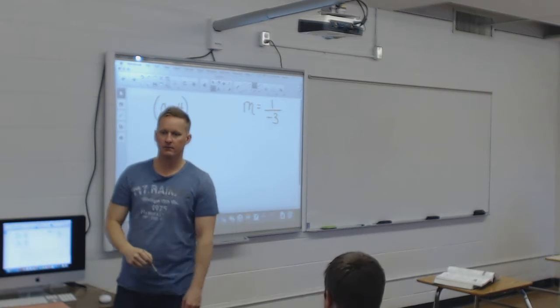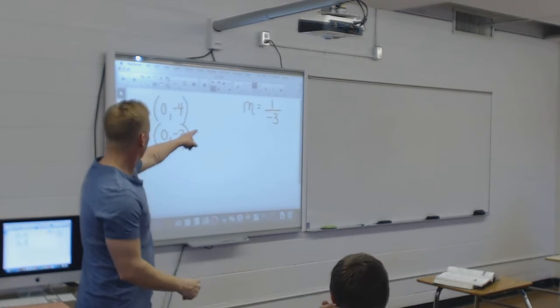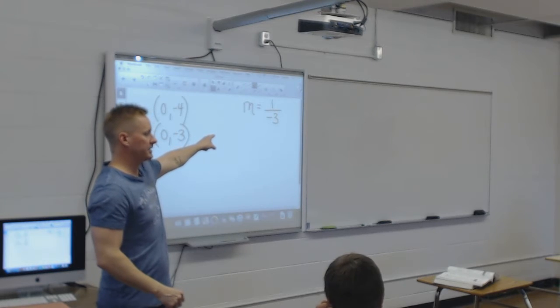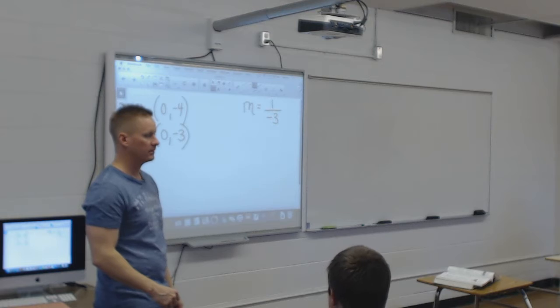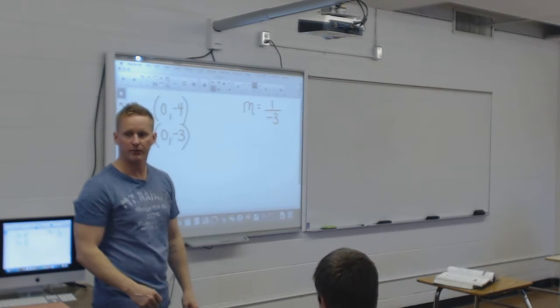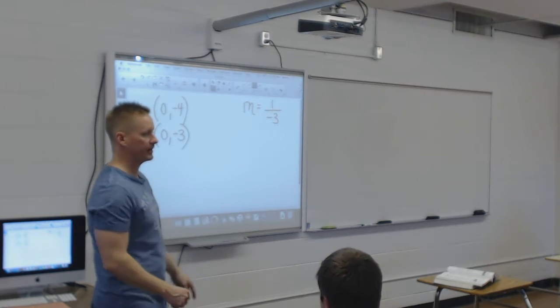So I got that there, right? My run is negative 3. Which direction is that going? Left. How much? Negative 3. So left 3. So how do I show left 3 of 0?